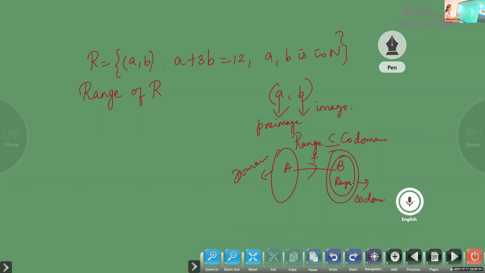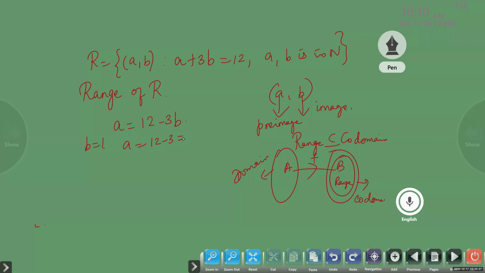So here, how will you find the elements? We can write this as A is equal to 12 minus 3B. And A and B are natural numbers. You can assign some values for B and find what A is. Suppose we take B is 1. What will you get? A is 12 minus 3. What is 12 minus 3? 9.